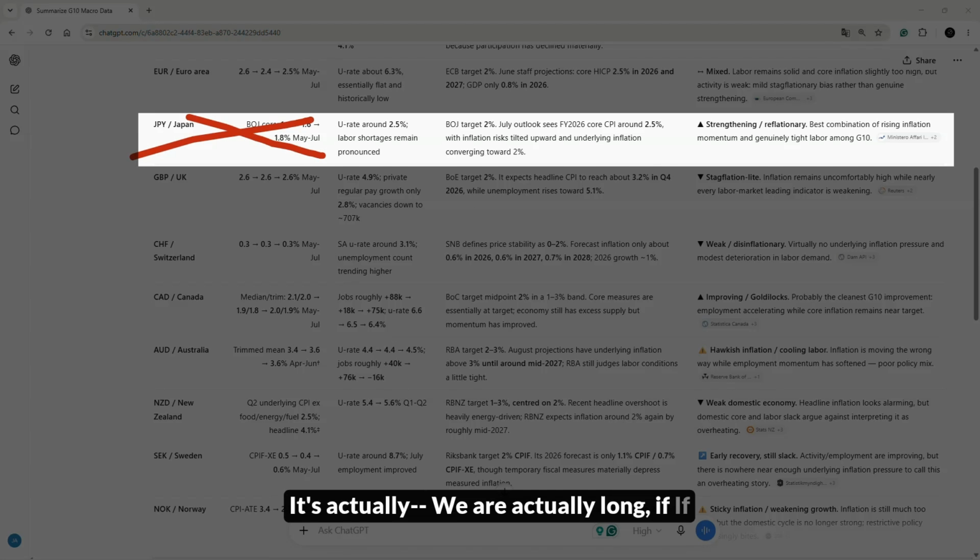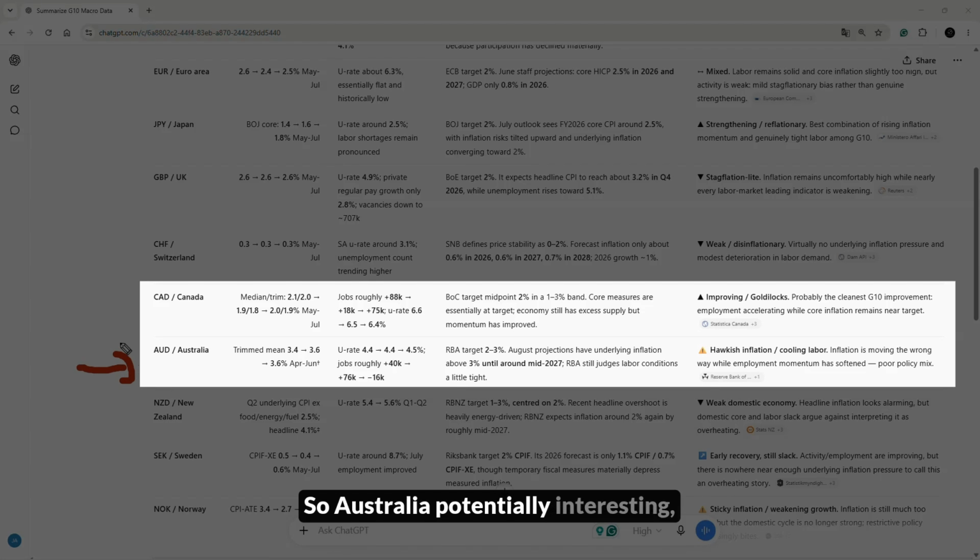We are actually long. If you follow us in the private network, you know we are actually long the Japanese yen against the Swiss franc. But it's a bit more complex because it involves understanding the Bank of Japan is interested in strengthening the yen, with the Japanese government trying to strengthen the yen via interventions. It gets complex. In this case, I want you to understand the framework, the basic framework of labor market and inflation. So Australia, potentially interesting. Canada, potentially interesting. They're not perfect, but they are in the potentially bullish bucket of currency.